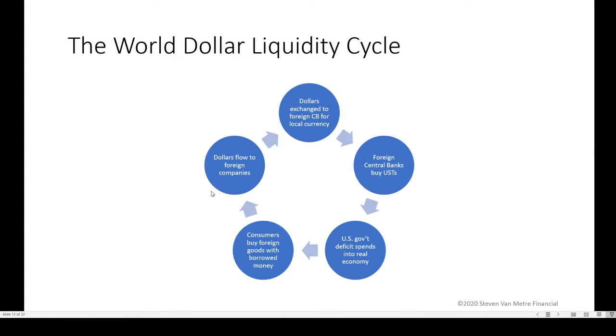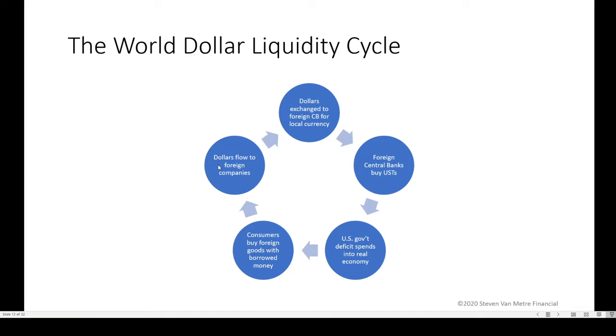But let's look at what world dollar liquidity is, how this plays out, why I said before, and I'll stand by this view, that the Fed has to do massive amounts of quantitative easing, but what everyone thinks it does and what it actually does, well, those are two different things. So let's go and take a look at world dollar liquidity.